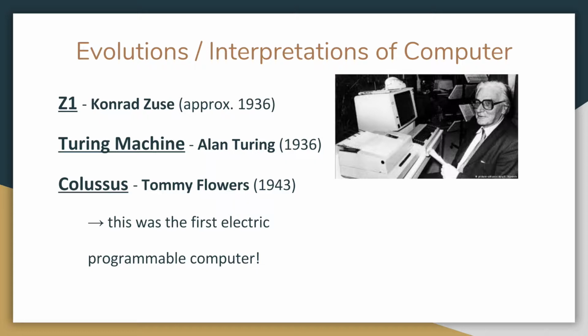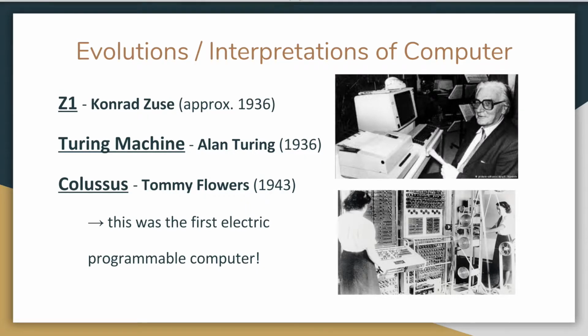The appropriately named Turing machine, designed by Alan Turing, of course, was invented in 1936 and manipulated different symbols on strips of tape. The Colossus computer was designed by English engineer Tommy Flowers in 1943 to help the British crack secret German messages.